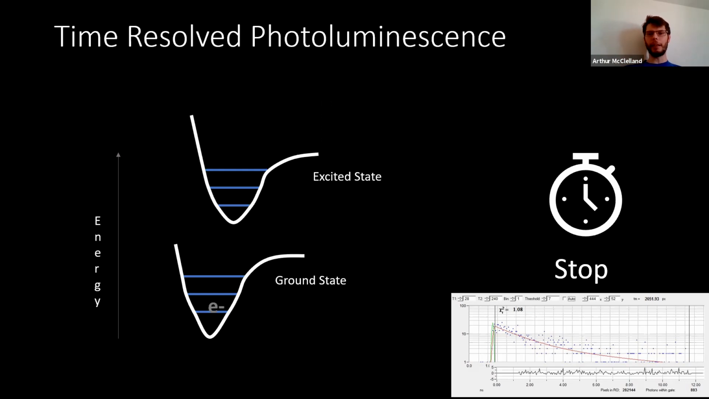The probability that it will relax back down is a certain rate. In this example, on average, they're going to relax back down with a 2 nanosecond lifetime. But not every electron relaxes back down with the exact same lifetime.